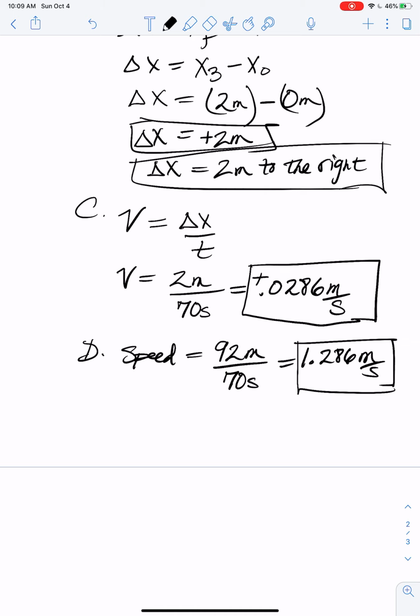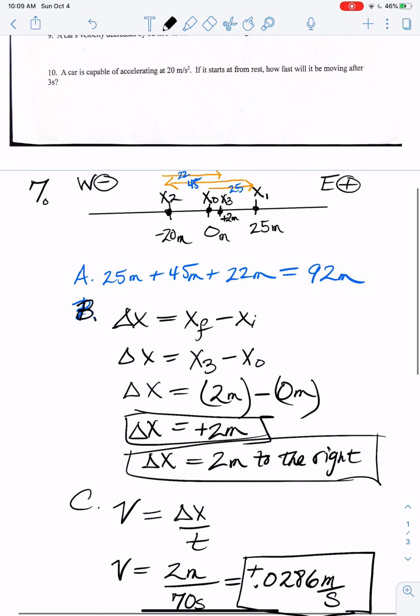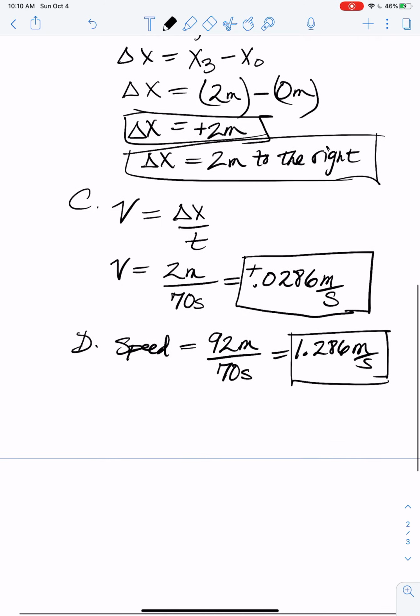All right, hopefully that's making sense. I like those questions, but always start with a number line. I really think that helps students in the past, and then go from there and answer the questions.